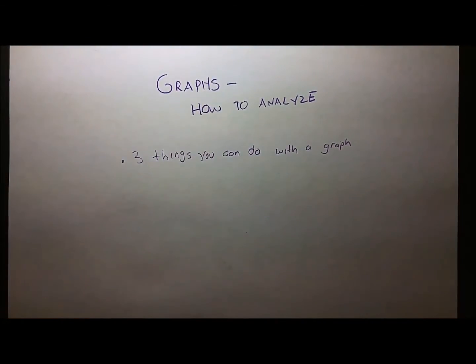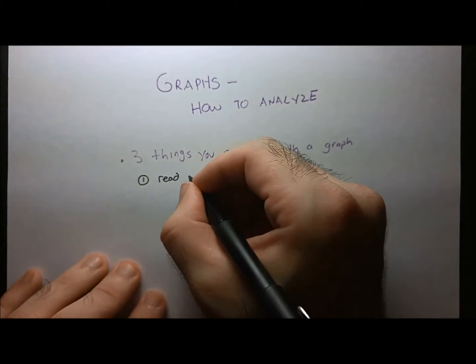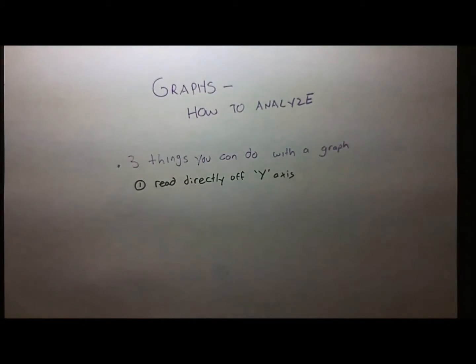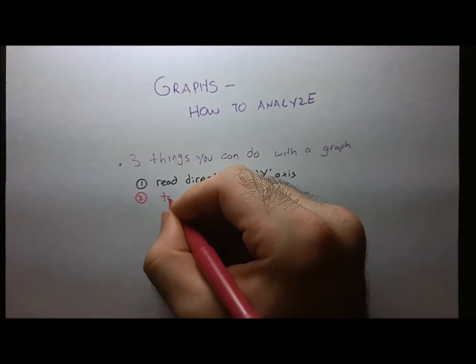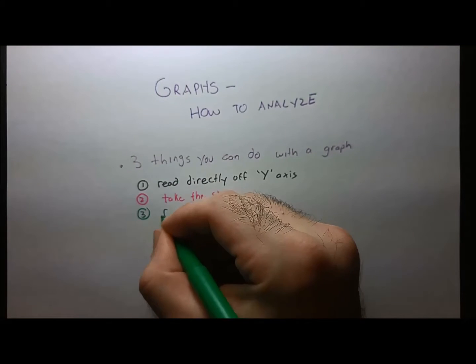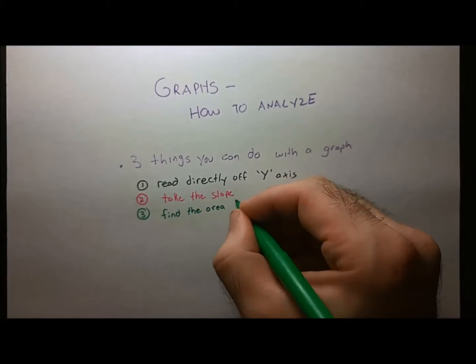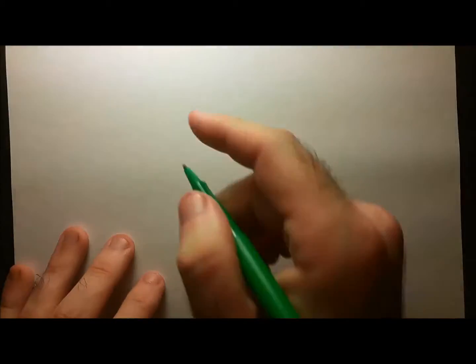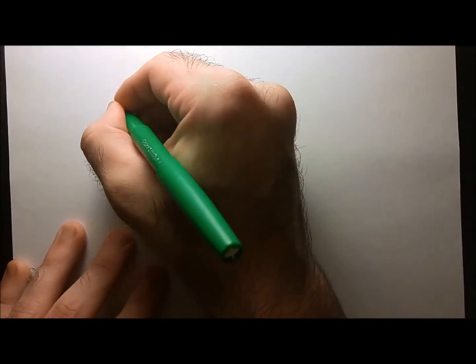The first thing you do with a graph is just read it directly. Look at the y-axis, get a value for it. The second thing you could definitely do is just take the slope. And the third thing you do is to find the area underneath the line or the curve, and usually you measure it from the x-axis.